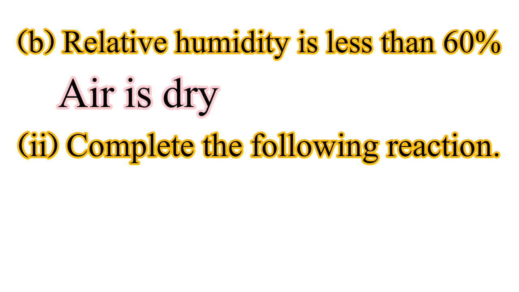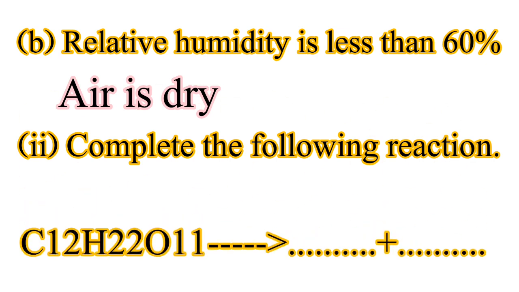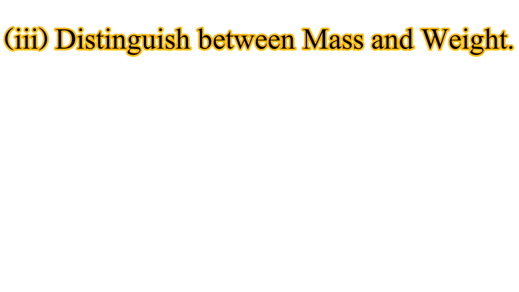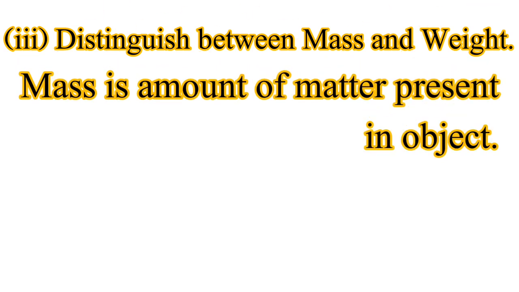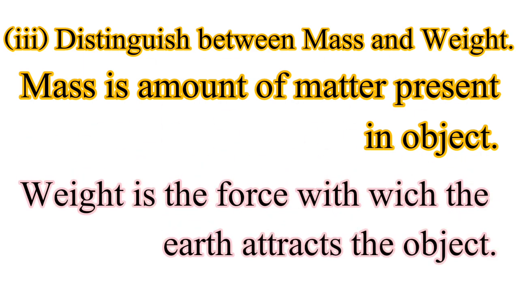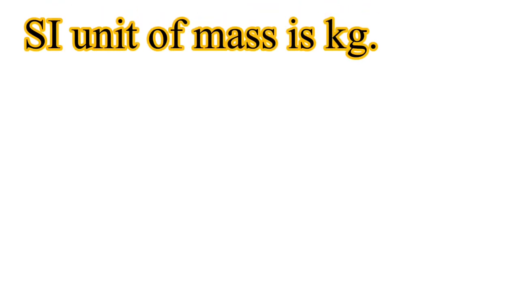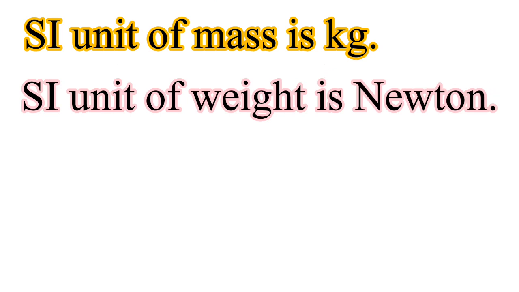Next question. Complete the following reaction: C12H22O11 gives dash dash plus dash dash, 12C plus 11H2O. Distinguish between mass and weight. Mass is the amount of matter present in an object. Weight is the force with which the earth attracts the object. Next point: SI unit of mass is kg, meaning kilogram. SI unit of weight is Newton.